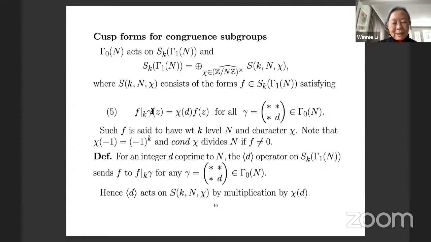So then here we can define the so-called diamond d operator. Okay. So we give ourselves any integer d which is coprime to N. And the diamond d operator will take f to f stroke γ for any γ in Gamma_0(N) such that the lower right corner is d. Okay, and clearly it's independent of such choice. So the diamond d acting on this space S_k(N, χ) is just multiplication by χ(d).